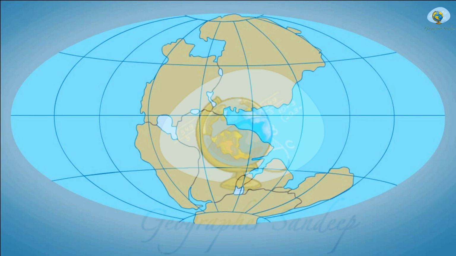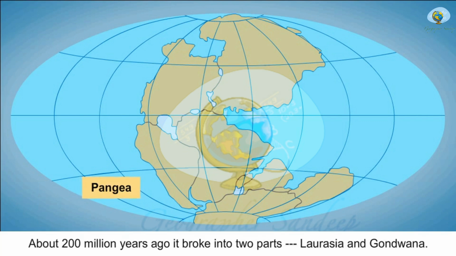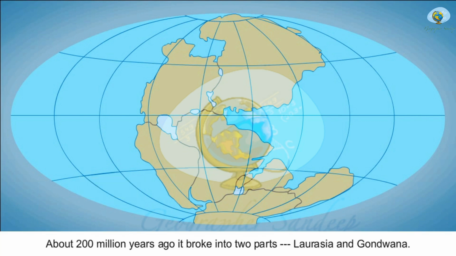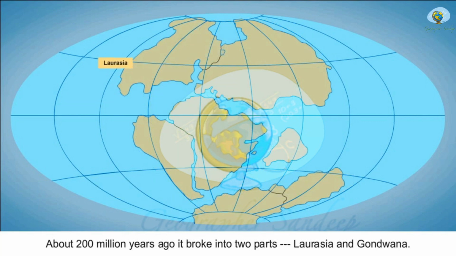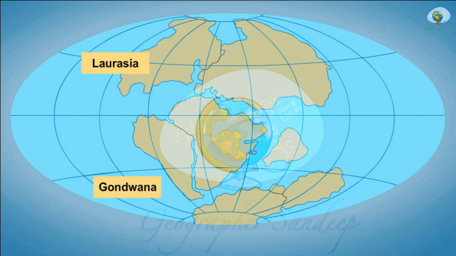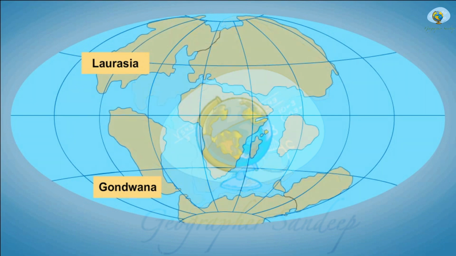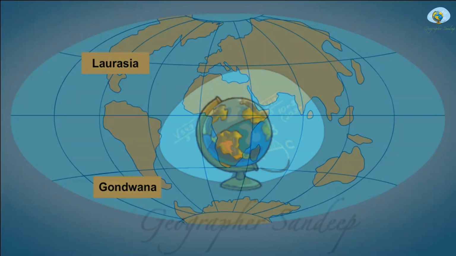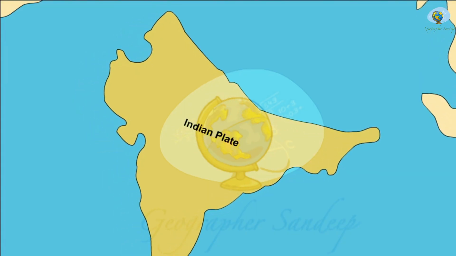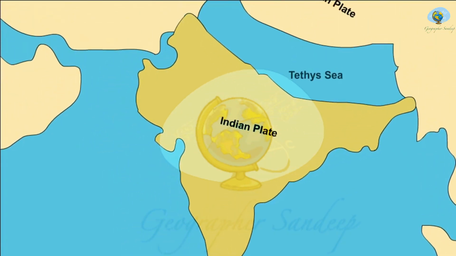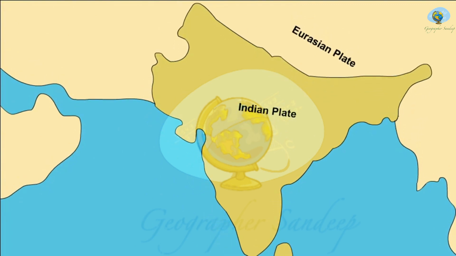Some 225 million years ago, the Earth was a single landmass called Pangaea. About 200 million years ago, it broke into two parts, Laurasia and Gondwana. In course of time, Gondwana disintegrated into African, South American, Australian, Antarctica and Indian plate. Of these, the Indian plate drifted upwards and collided with the much larger Eurasian plate.